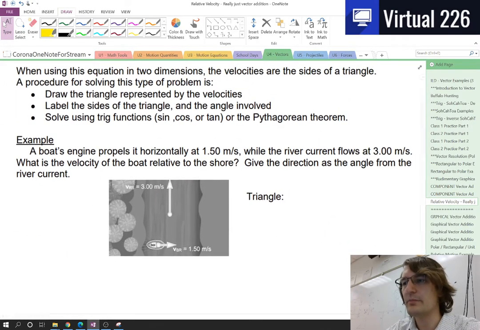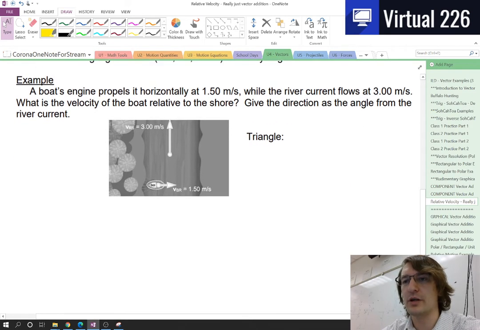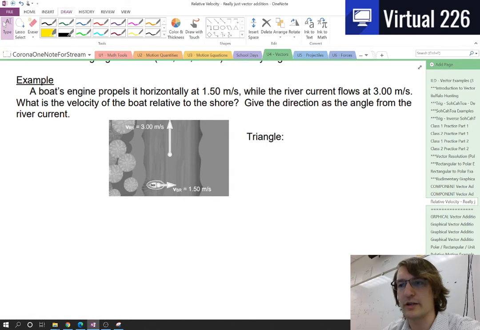So what we have here is a boat being propelled through the water. A boat's engine propels it horizontally at 1.5 meters per second. The river is flowing at 3 meters per second. What's the velocity of the boat relative to the shore? And we'll give it direction as the angle from the river current. So let's work this out real quick, okay?